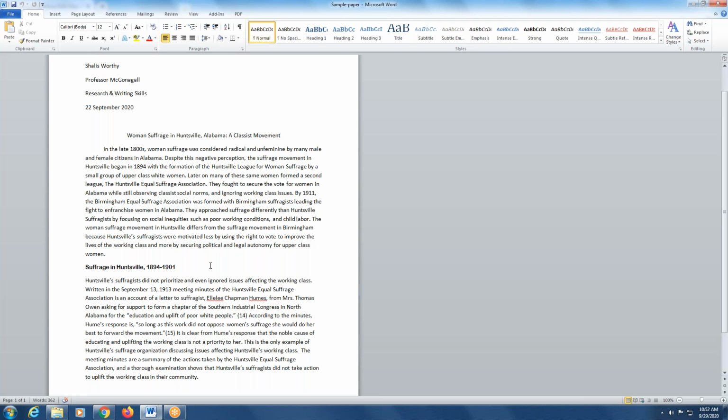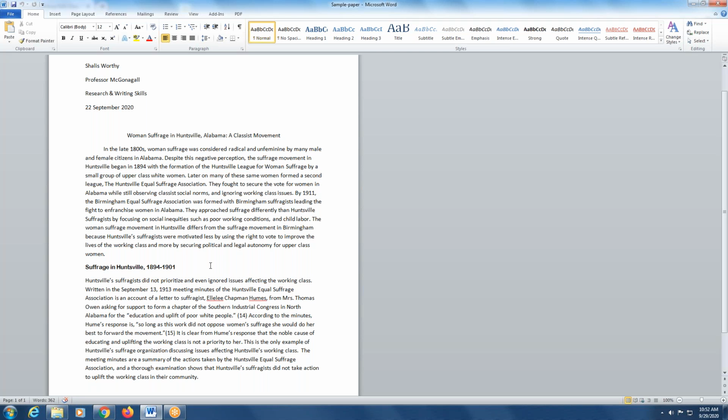Next, body paragraphs. So body paragraphs, as the name implies, are going to make up the body of your paper. And this is where you're going to lay out all of your arguments to support your thesis. Body paragraphs will often transition from one paragraph to the next, giving your paper a nice flow.